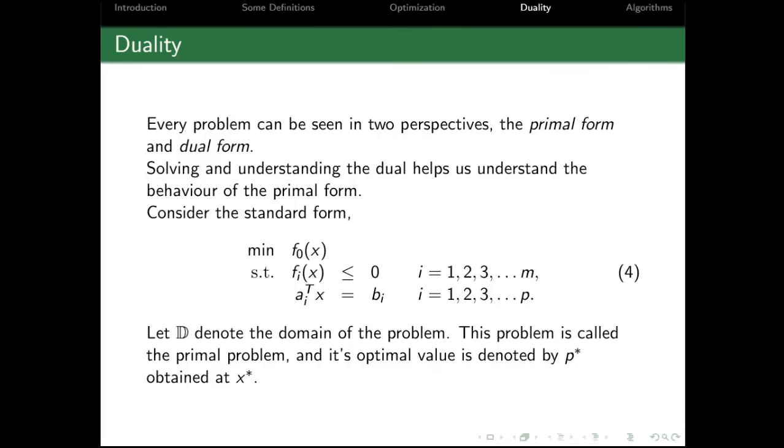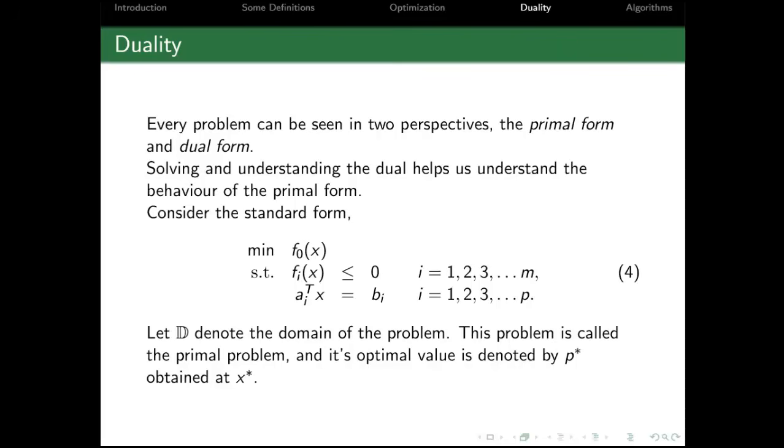Every optimization problem can be seen in two perspectives. One, the primal form and the dual form. So whatever we've seen till now is generally known as the primal form, and we will now develop the dual form. So why do we need another view of the problem? Sometimes the primal form might be very difficult to solve. The dual form might be easier to solve and also gives us some understanding on how the solution of the primal form may be.